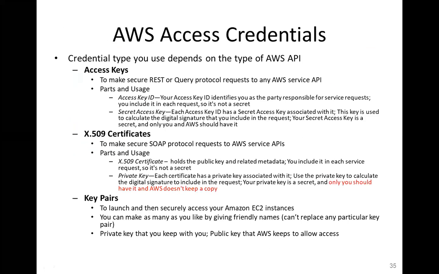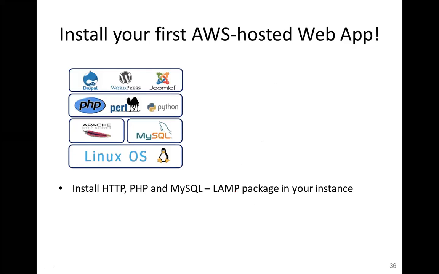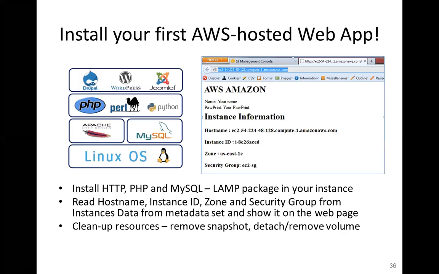before that, leaving this access credential because we'll discuss it in another presentation. But here is shown how you can install your first AWS hosted web app. Install HTTP, PHP, MySQL, and LAMP package in your instance. From the instance, we mean the virtual machine. You need to install HTTP, PHP, and MySQL and LAMP package in your instance.